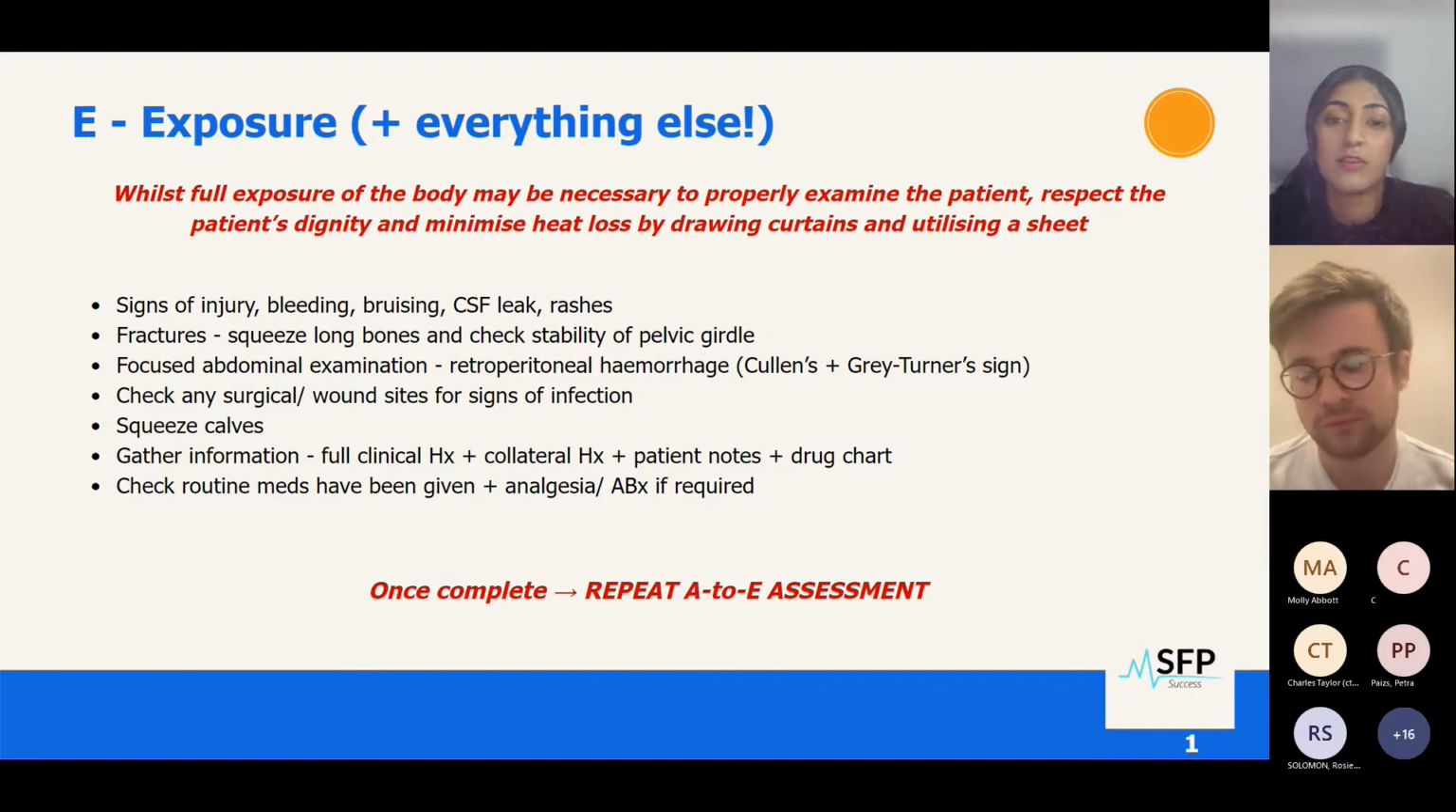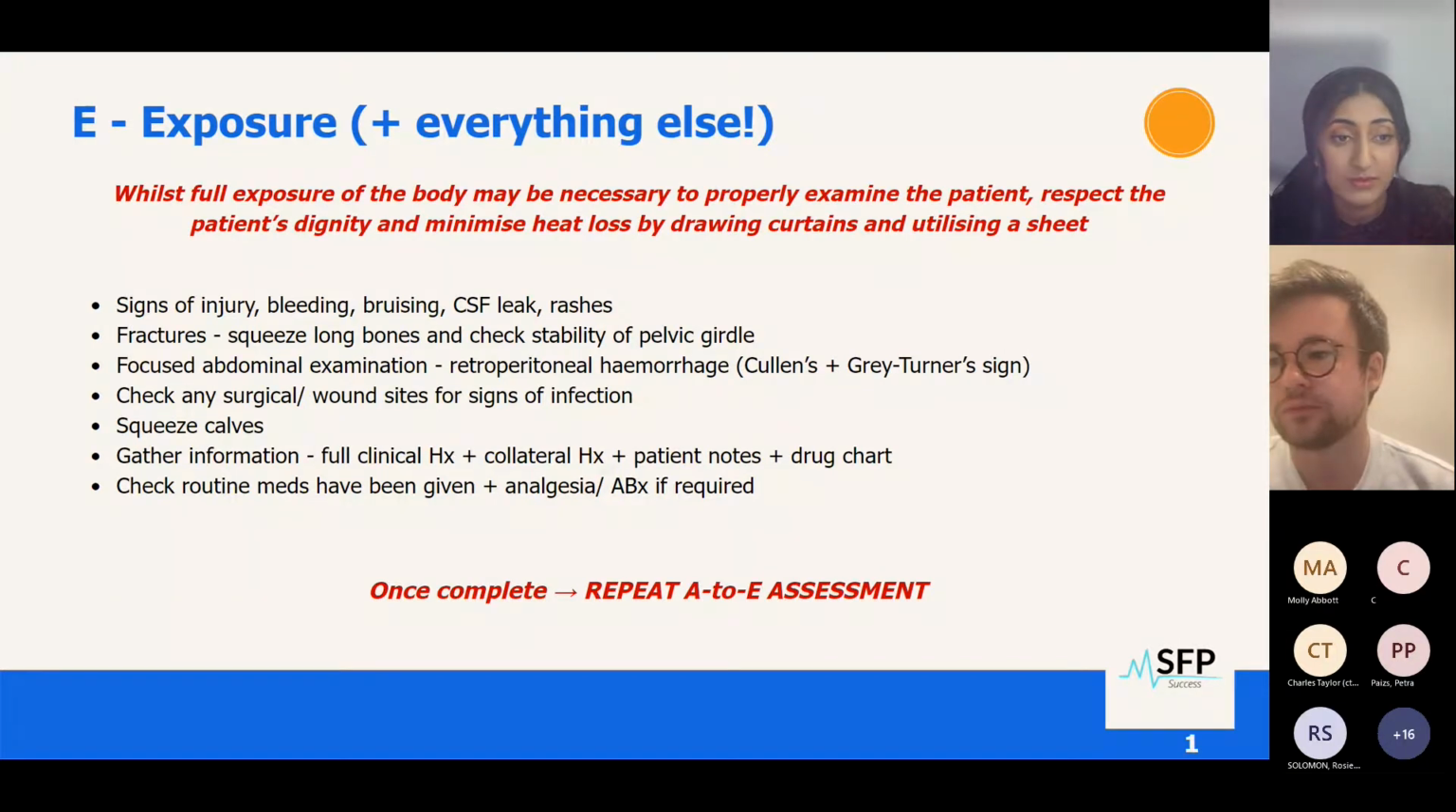You also want to, let's say you're querying somebody having a PE, see whether you can see a DVT, so looking at the calves and giving them a squeeze for any tenderness, and also whilst you're there checking for any signs of edema.